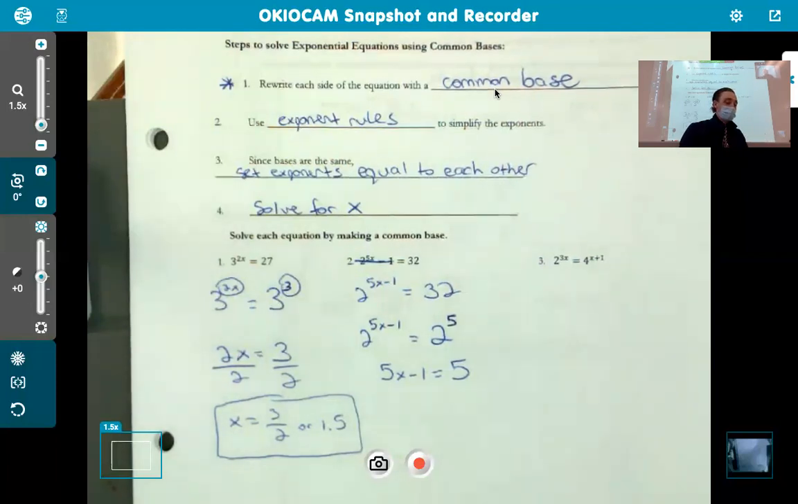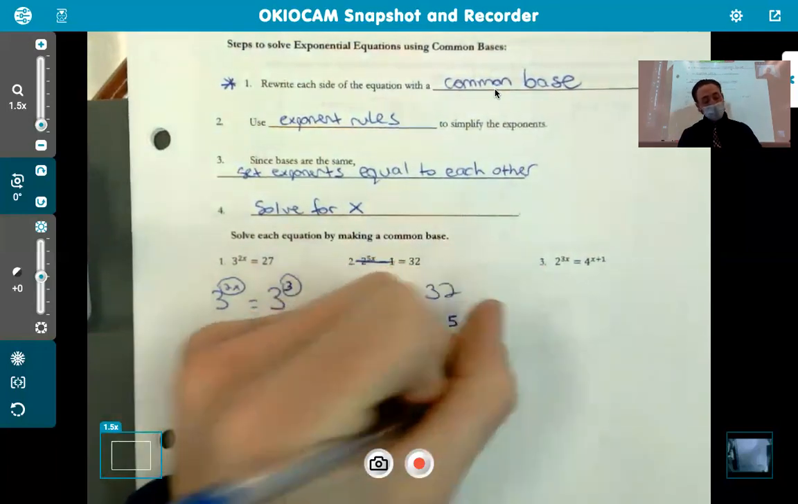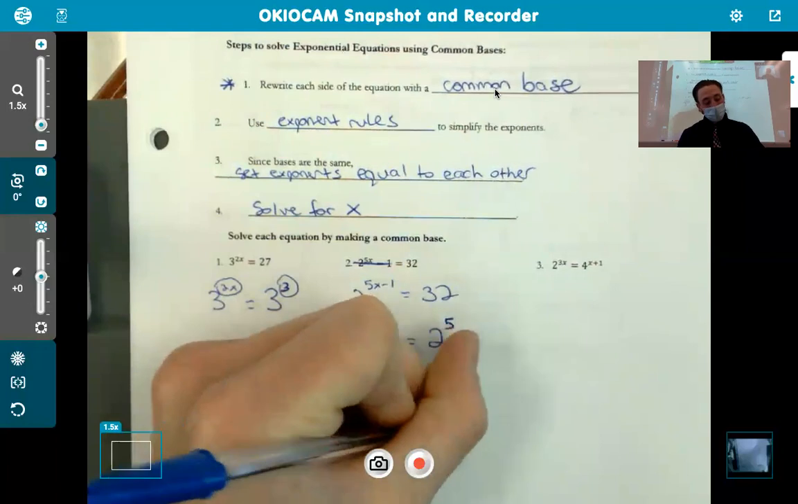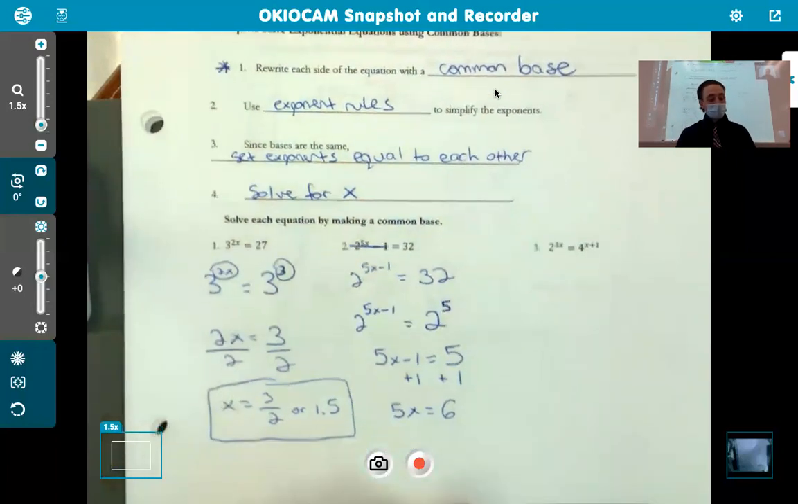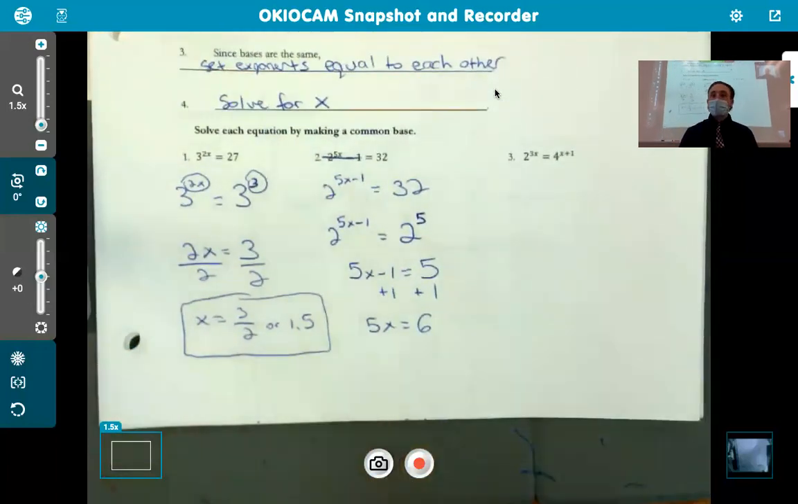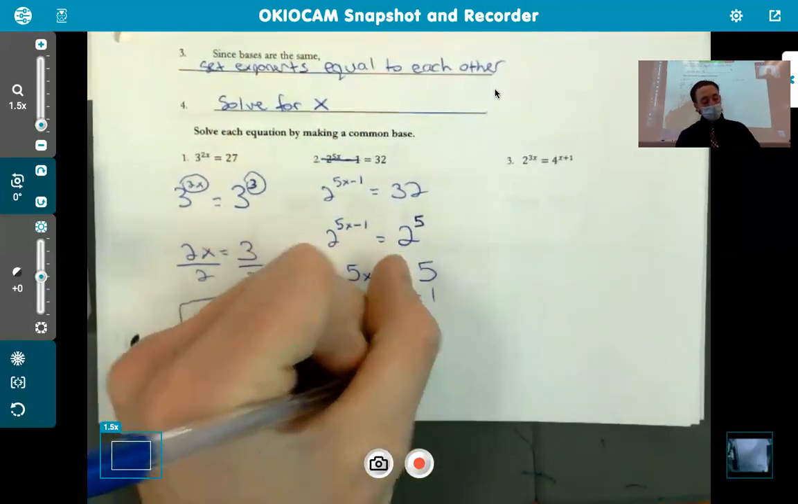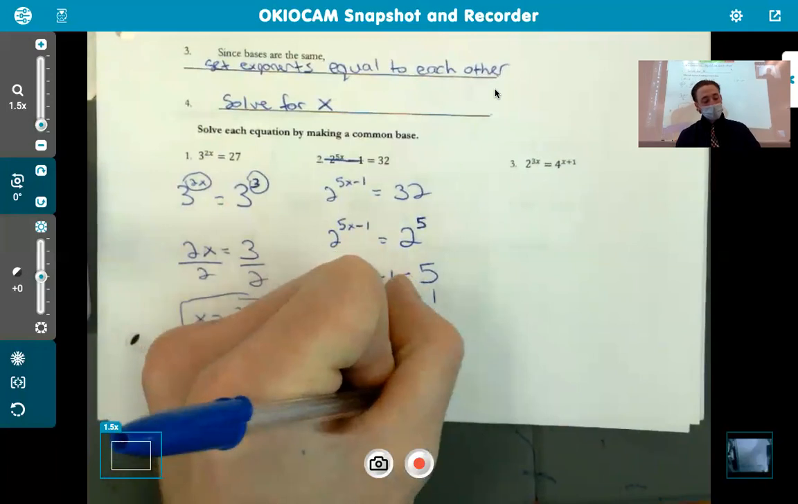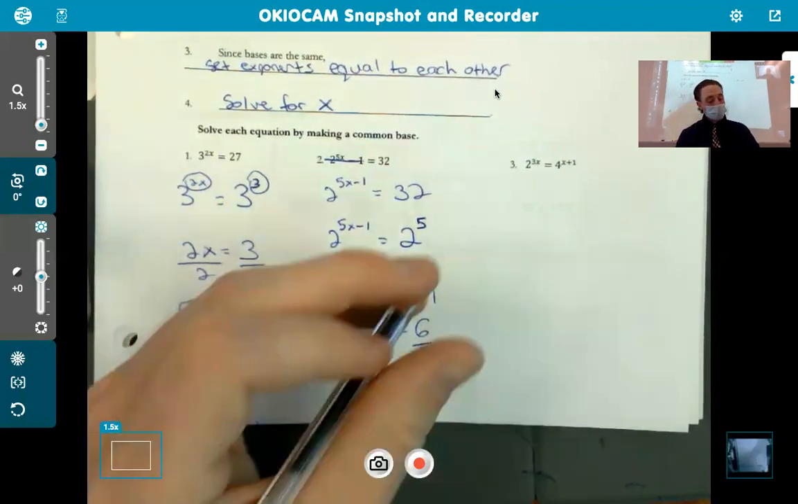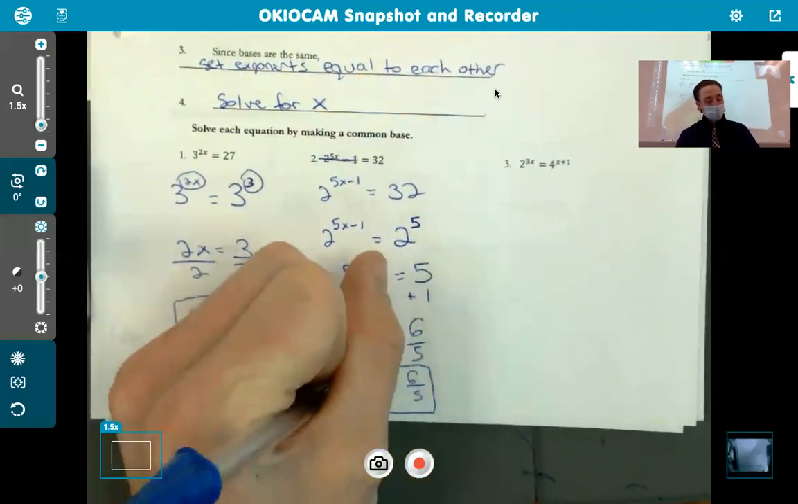And now what do I do? How would I finalize this problem? Add 1 to both sides, right? This is just a 2-step linear equation. So I have 5x equals 6. How do I get x entirely by itself? Divide by 5. Good. So you have x is equal to 6 over 5, or 1.167 if you're a decimal person.